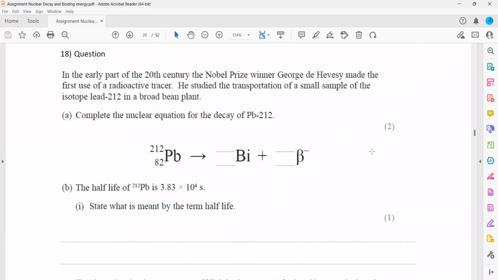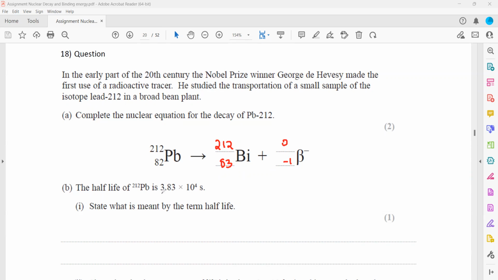In question 18, in the early part of the 20th century, the Nobel Prize winner George D. Lewis made the first use of radioactive tracers. He studied the transportation of a small sample of an isotope of lead in a broad bean plant. Complete the nuclear equation. So it's emission of negative beta. The nucleon number does not change, it remains the same, whereas the proton number in a negative beta decay increases by 1. So this will be 83.